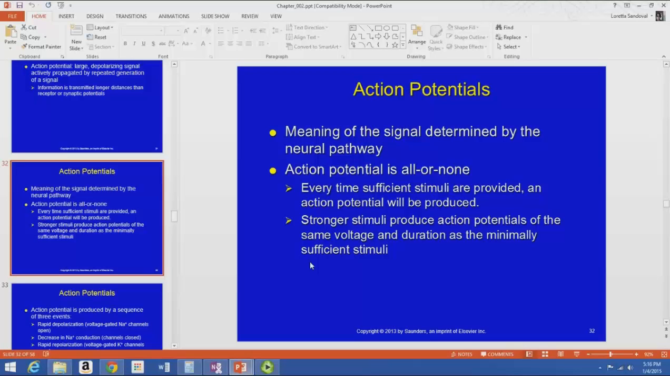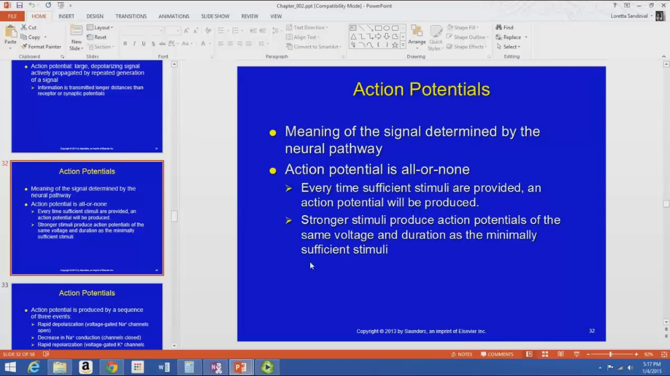If it's an afferent neuron and it's going from the sensory neurons in the back of your knee, maybe it's telling you that you're sitting on a chair that's too hard and it's going the other way. So the meaning of the signal is determined by the neural pathway. All these signals happen in all the things, but they don't mean anything until you look at the larger system.